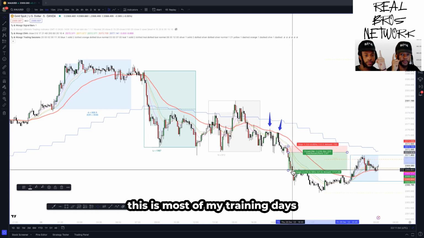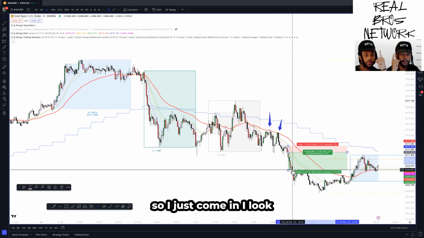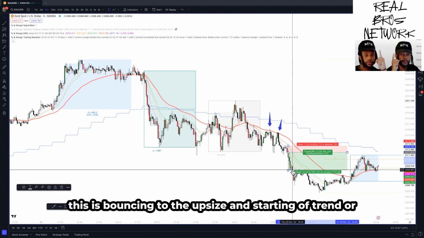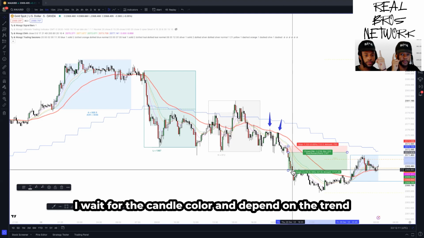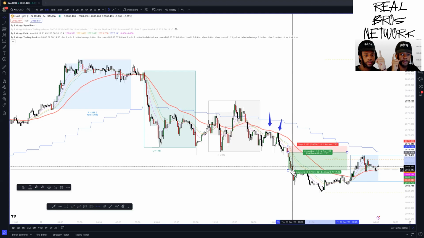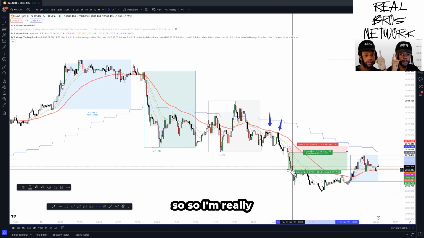This is most of my trading days now. I'm done really quick. The indicators already track everything throughout the day for me. So I just come in, I look, and I see what price is trying to do. Oh, it can't break below, it's bouncing to the upside, it's starting to uptrend, or it's continuing the downtrend. I wait for the candle color, and depending on the trend, I jump in. And I'm done trading in 20 minutes. I don't have to watch the charts all day anymore, so I'm really enjoying it.